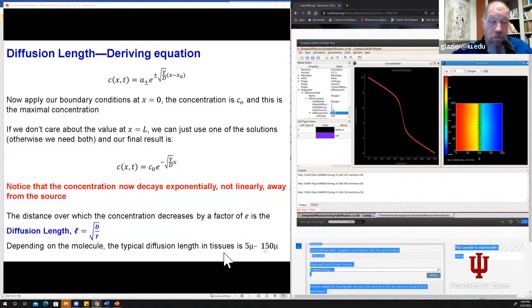For most of the molecules we're going to work with, in tissues, the diffusion lengths are typically 5 microns to about 100 microns. And that may be determined by the lifetime of the molecule or the rate at which the tissue takes it up, in the case of oxygen and glucose. And that typical diffusion length in tissues is going to determine all sorts of things about how tissues are structured.